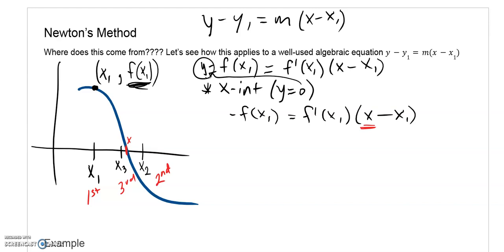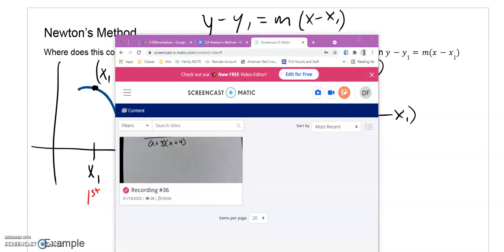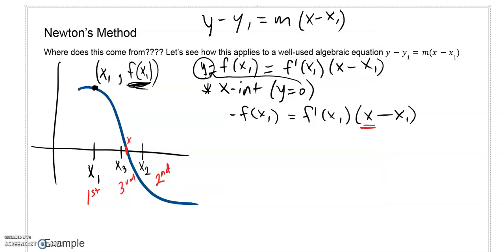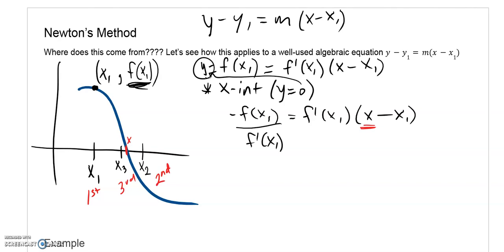So the first thing we're going to do is divide out the f prime. So you're going to divide out the f prime of x sub 1. Gets rid of it there. And then you would have on this side just x minus x sub 1. And so we're going to add an x sub 1 to both sides.